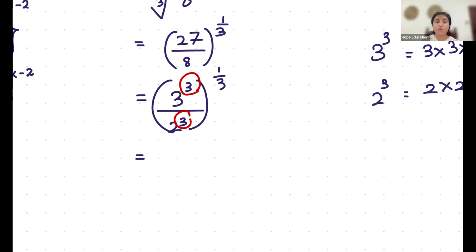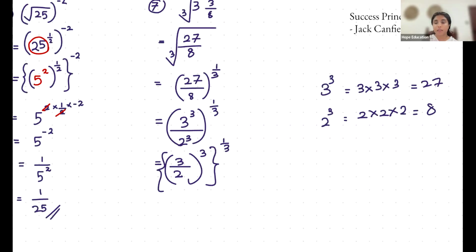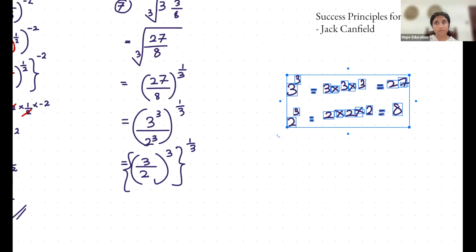So what I'm going to do is 3 divided by 2. Since this power 3 is common to both, I take it out like this. Okay. And then outside I have another power which is 1 over 3. Up to that point, is it clear? Up to that point, is it clear?